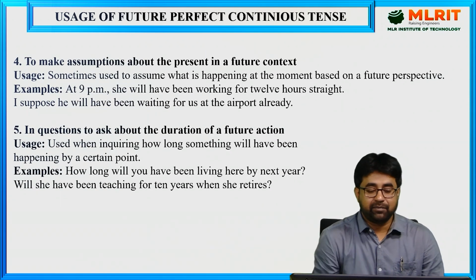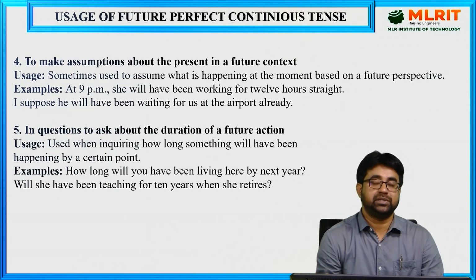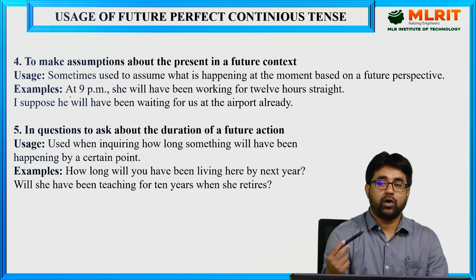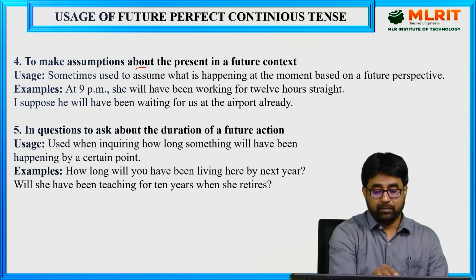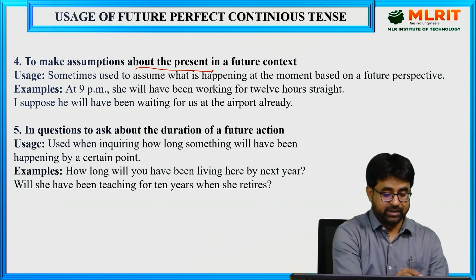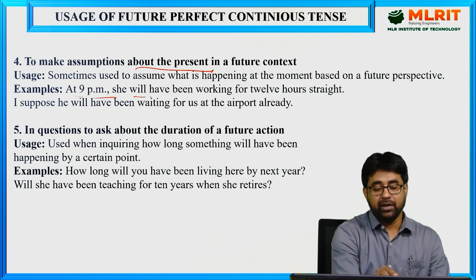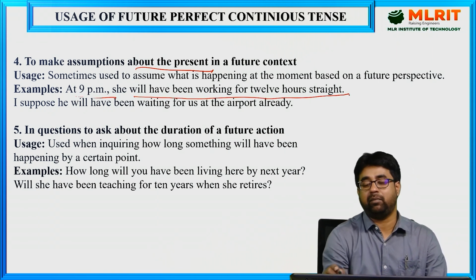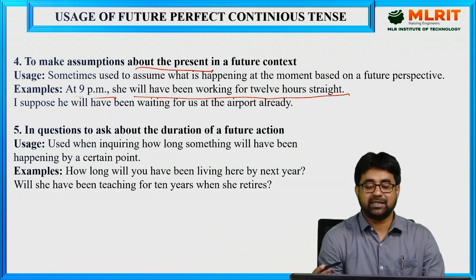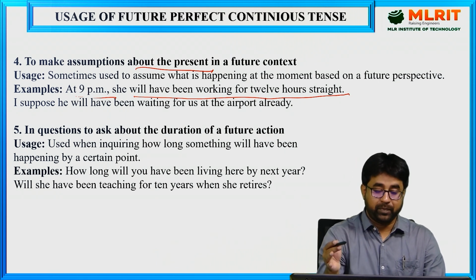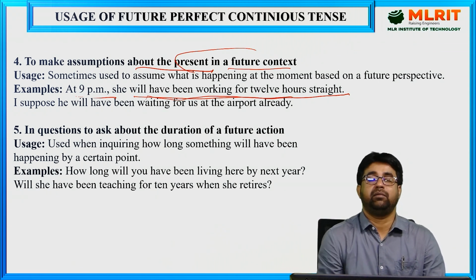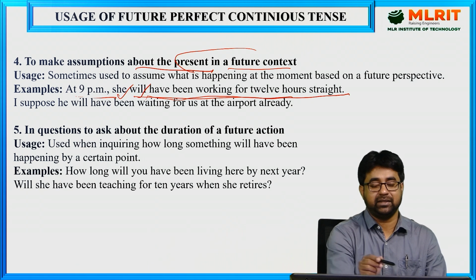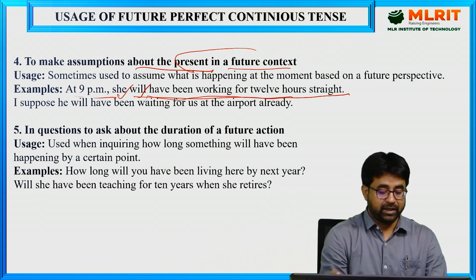To make assumptions about the present in a future context. So if we want to make an assumption about the present in a future context, see the example. At 9 p.m., she will have been working for 12 hours straight. So I'm making an assumption about what will happen at 9 p.m., at a particular point. She will have been working for 12 straight hours. So subject, see, I'm using perfect continuous tense.